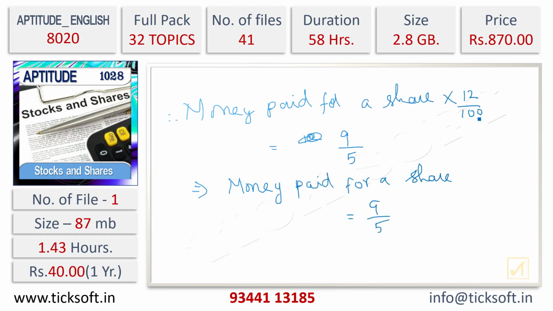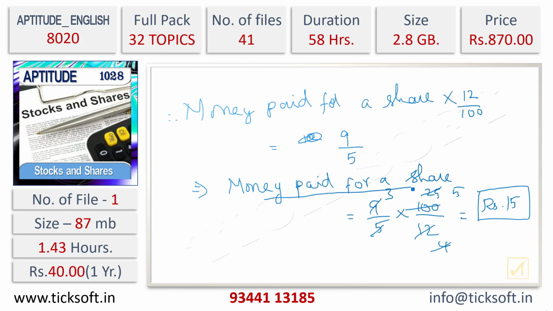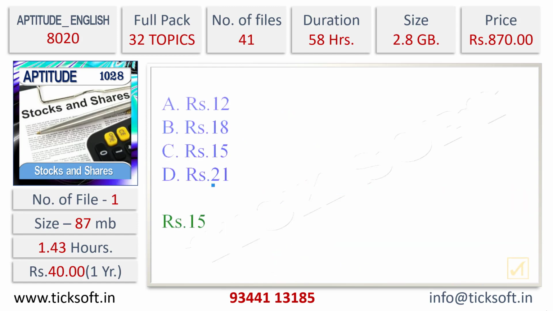So if we want to find the money paid for the share, we have to bring this 12 by 100 to the opposite side. So we get 100 divided by 12. Now if we cancel these two values, we get 3 by 4, and 100 divided by 4 is 25, and 25 divided by 5 is 5, and 5 into 3 will be equal to rupees 15. So the money paid for a share is rupees 15, and the money paid for a share is nothing but the market value of the share, isn't it? So the market value of the share is equal to rupees 15. So this is how we have to find the answer. Hence out of these four options, option C, rupees 15 is the correct answer.